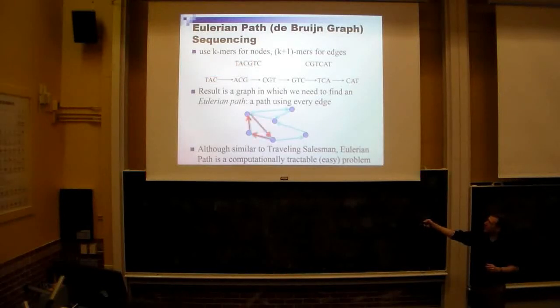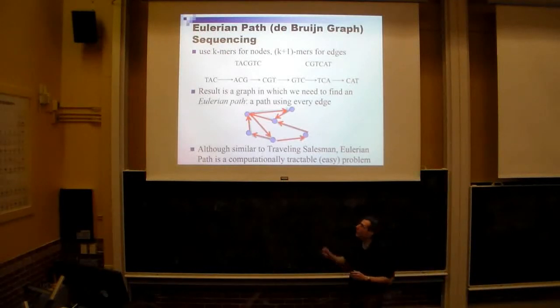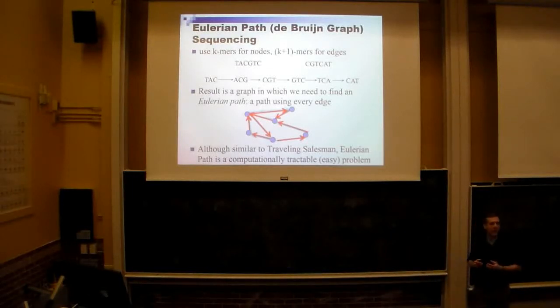So that is known as an Eulerian path. This would be an example of what an Eulerian path looks like. And in principle, if we can find an Eulerian path from this graph construction, we can find a valid way of assembling our genome.